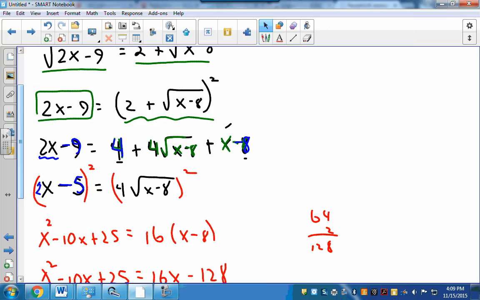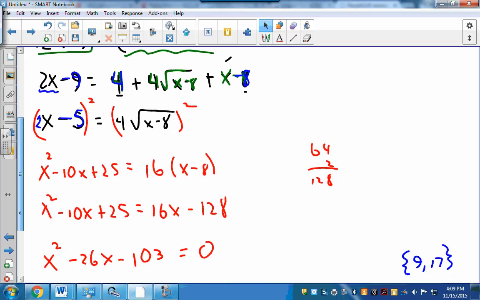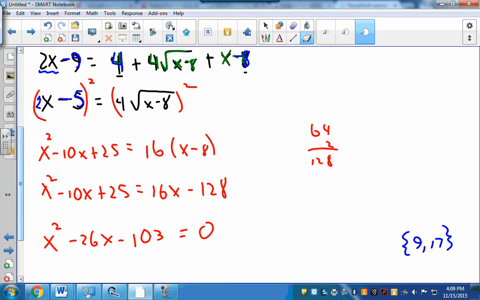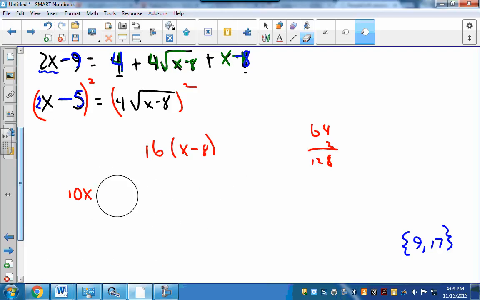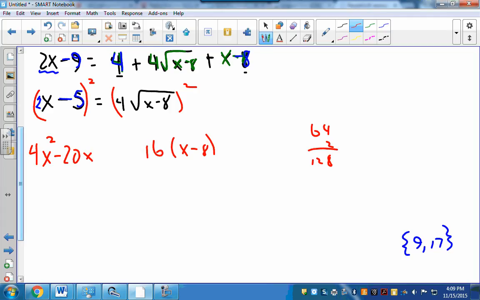Silly, silly, silly errors. Okay, so everything from here, well, let's see. The right side is fine. It's just this left side that is wrong. So let's take it from there. I have to square that. Okay, so 4x squared, multiply the 2 together and double, minus 20x plus 25 is equal to 4x squared minus 20x plus 25 is equal to 16x minus 128.